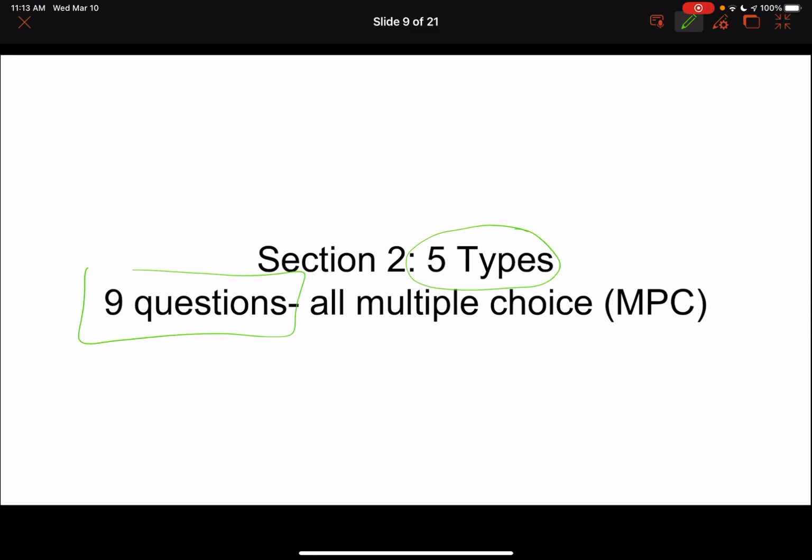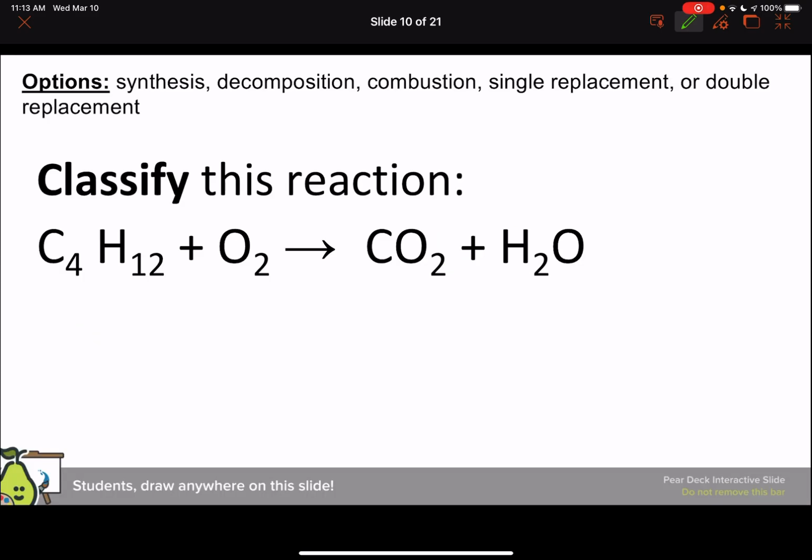The bulk of the questions will be about that, and they're all multiple choice for it. So our options are synthesis, aka coming together, A plus B yields AB; decomposition, which is breaking apart, AB yields A plus B. Our combustion always has the same 2 products, CO2 plus water. Our single replacement is A plus BC yields A with C, B by itself, and then our double replacement is AB plus CD, 2 couples leading to AD plus CB.